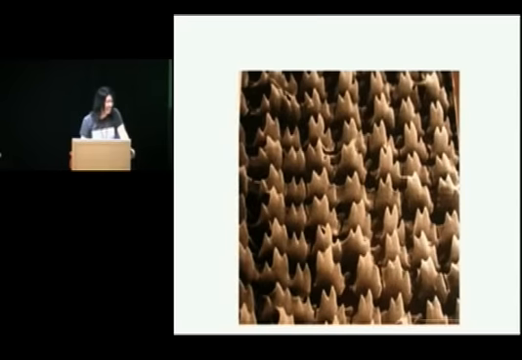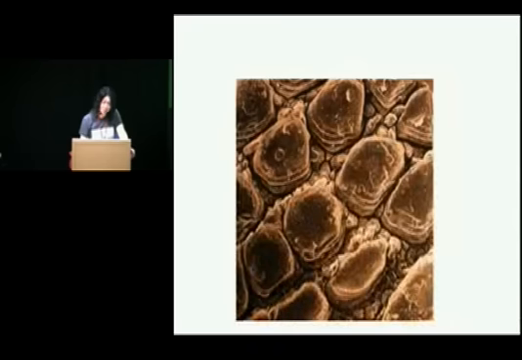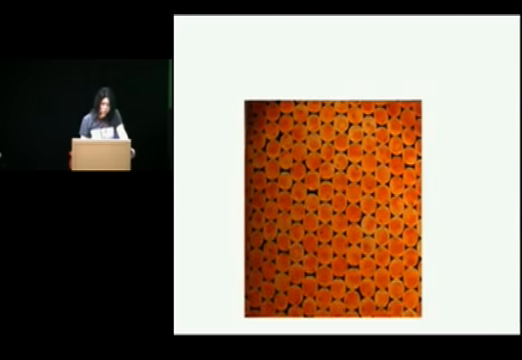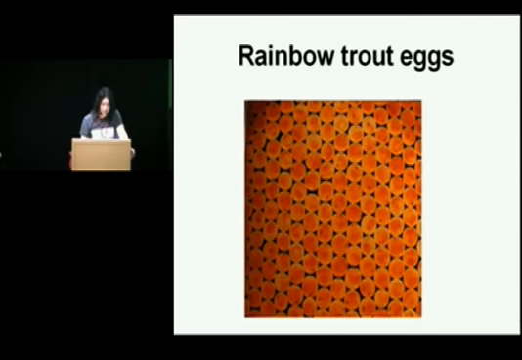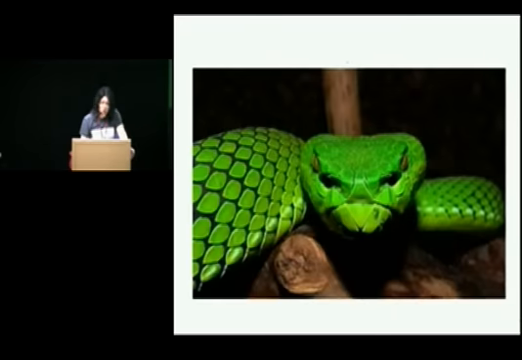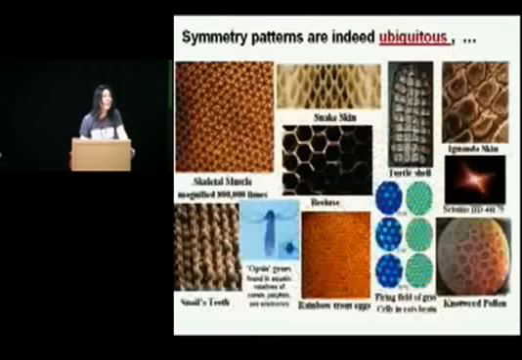What's that? Teeth, somebody's teeth. I guess the hint is it's not a steak on the grill, but someone just came back from the cruise, right? So this is actually iguana skin. And this is actually tremendously regular. Some of you familiar with fish might know, this actually is the eggs. This is just random stuff I picked up from the internet.